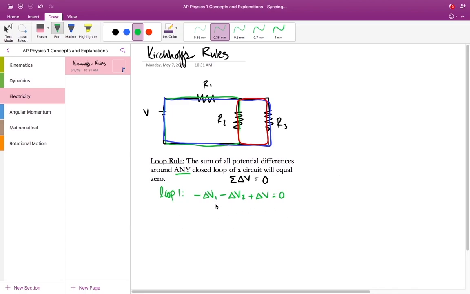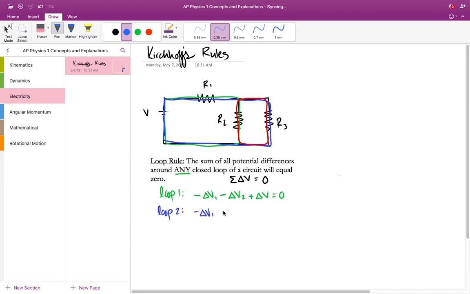Okay, very good. And then we could apply Ohm's law to each of these, start talking about current if we really wanted to. We don't want to. Okay, loop 2. Let's do a second loop. Well, we're good at this now, so we encounter the first resistor. We get a voltage drop because it's in the direction of our current, so delta V1.